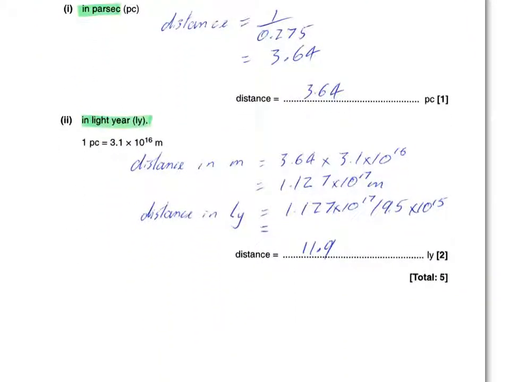And then you're also asked to work that out in light years, and they've given you what the parsec is in meters. So the obvious thing to do is to take the number of parsecs we've got, multiply that by the number of meters in a parsec to get a number of meters, and then divide by the number of meters in a light year to get that in light years. That number of meters in a light year is in the formula booklet, and that brings you out at 11.9 light years. So that's G485 homework booklet question 26.